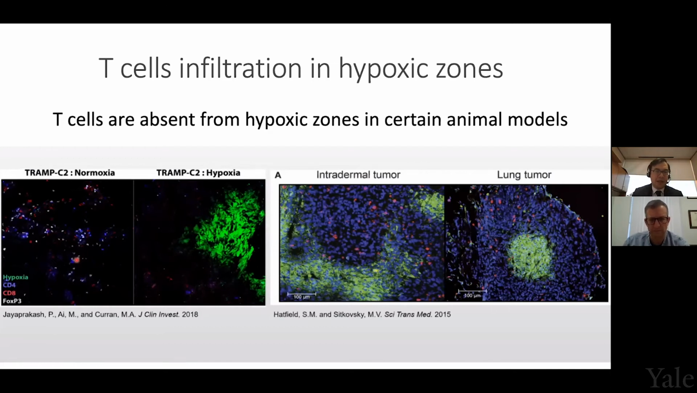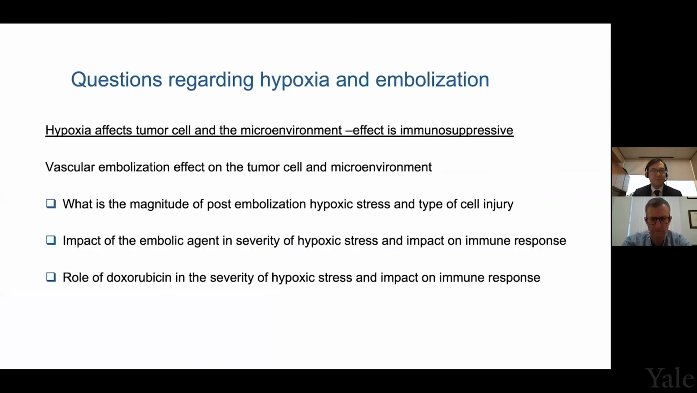Since we are treating patients with embolization, chemoembolization, we are clearly creating these green areas in our tumors. And by doing so, we are inhibiting T cell infiltration. So understanding how we do it is going to help us minimize these effects. With those questions in mind, we embarked on our experiments.